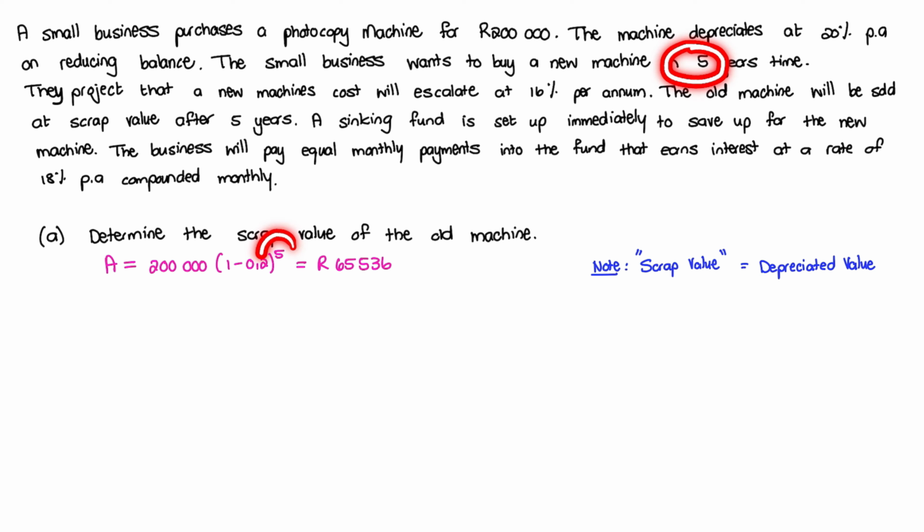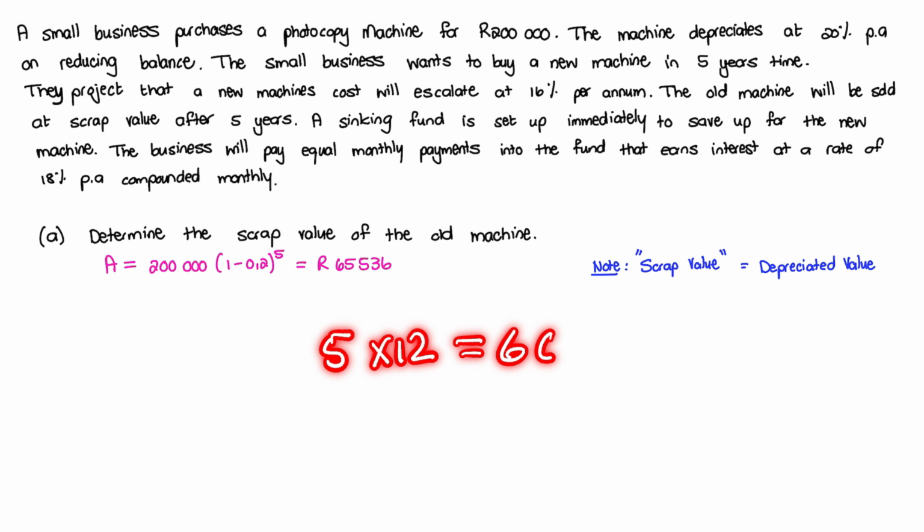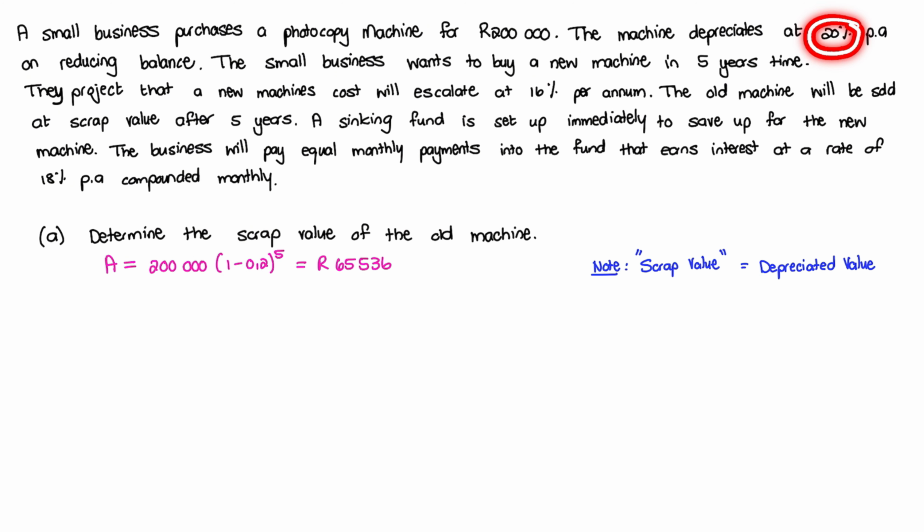years' time. So always for depreciation, we'll work in years. We will never have a scenario where we need to work it out per month. So depreciation is always a yearly amount, and the n value is always yearly as well. So when you plug it into your calculator, you get 65,536 Rand is the value of the old machine.